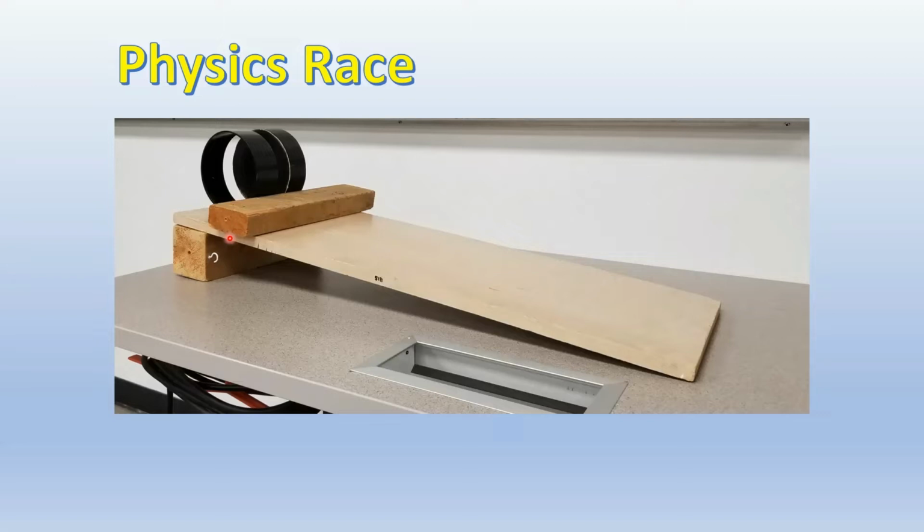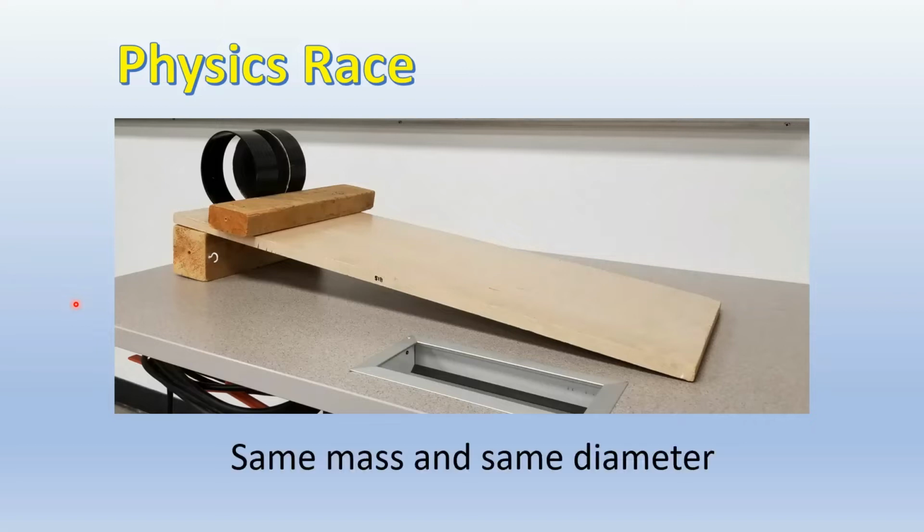Alright, so what we're going to do with these two cylinders is we're going to race them down a ramp. I'll remove the wooden block and we'll just let them roll down at their own pace. What I'd like you to do is think about the properties of the disks and decide which object will win the race. Okay, before you commit too much to one of the objects, just remember they have the same mass and the same diameter. Think about that and see if it changes your decision.